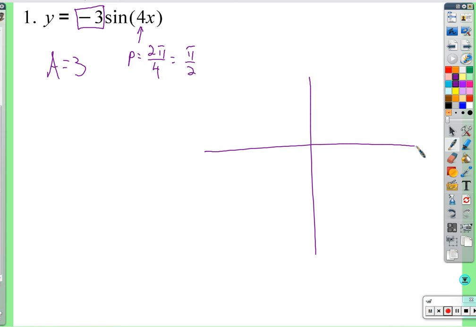Okay. So the period is the same, and it's not moved left or right, so it's just going to be flipped over what it would normally be if it was a sine wave. So period is pi over 2, which means this would be what? Pi over 4, and this would be?